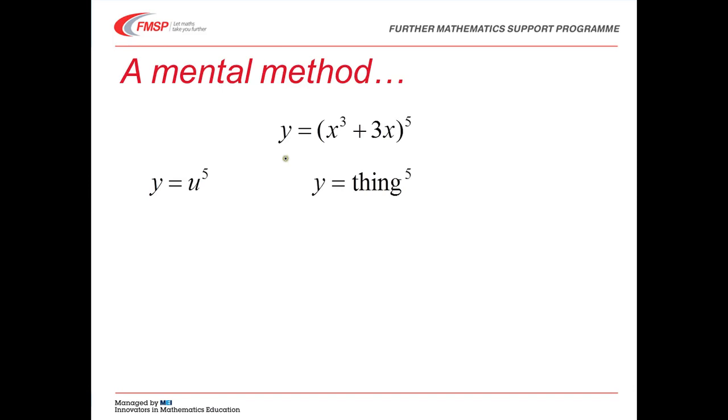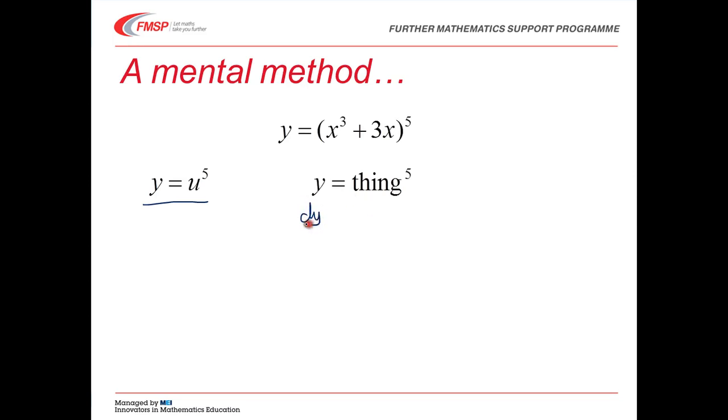I've got the function y equals (x cubed plus 3x) all to the power 5. Normally, when you're using a written method for the chain rule, you would write y equals u to the 5 and you'd write lots of things down. But when you're working in your head, it might be easier to give it a different name rather than a letter so that it's easier not to get confused. So I'm calling this expression in that bracket "thing". So I've got y equals thing to the 5.